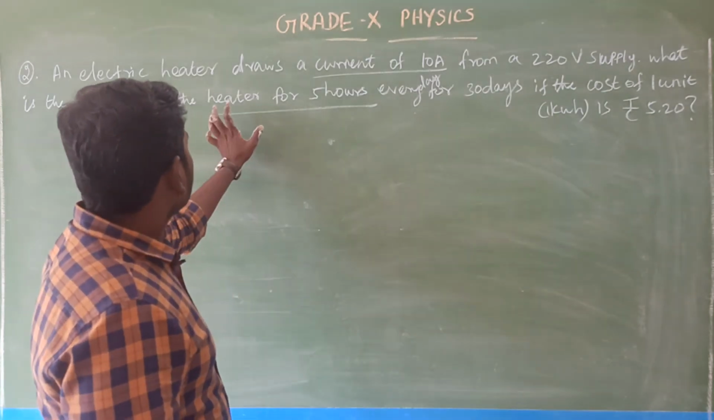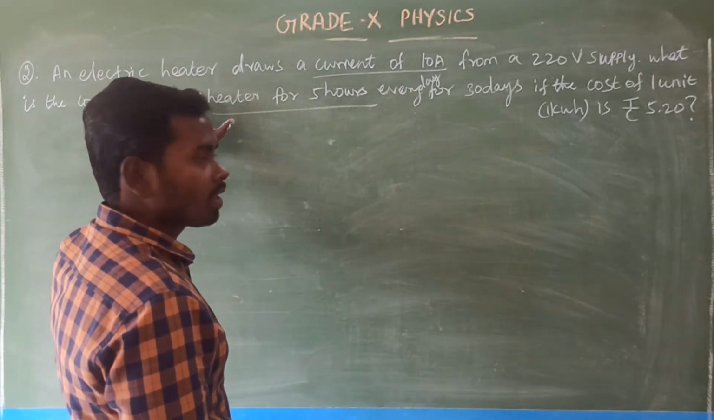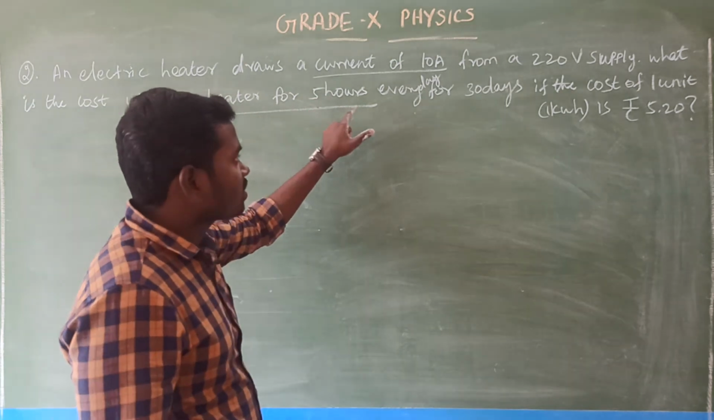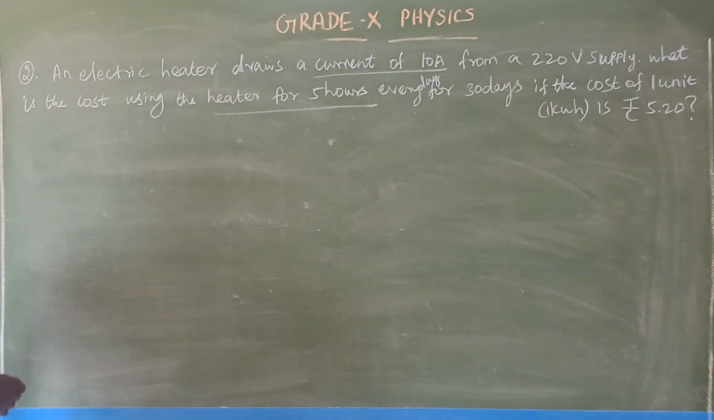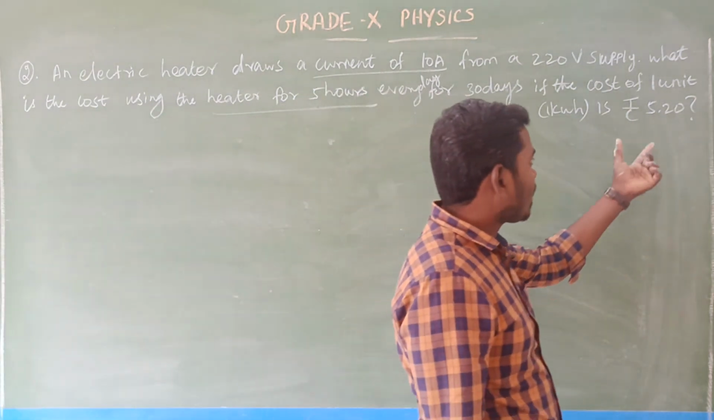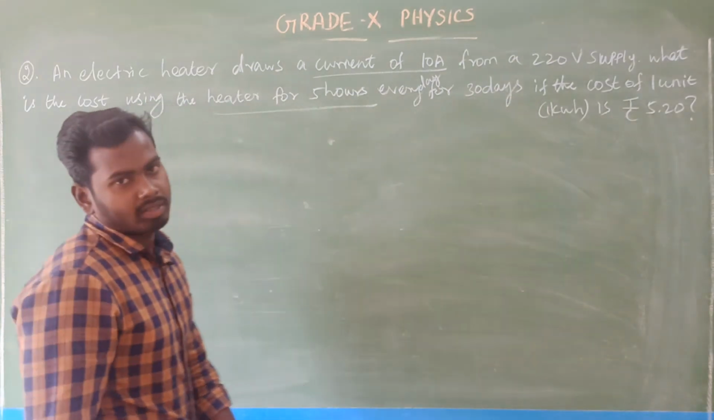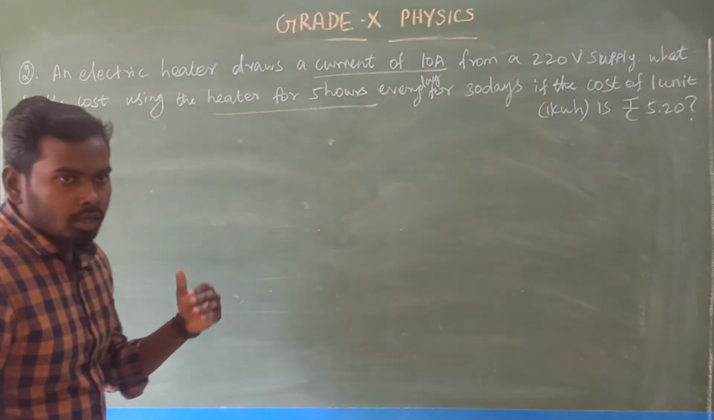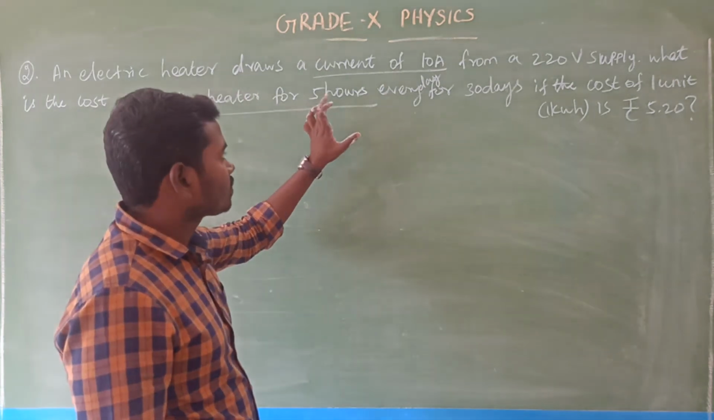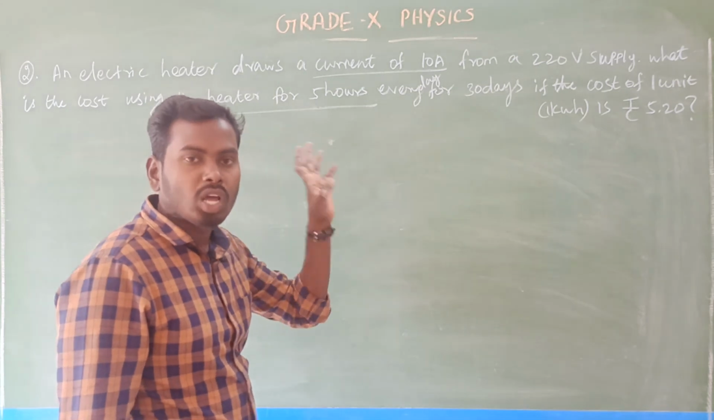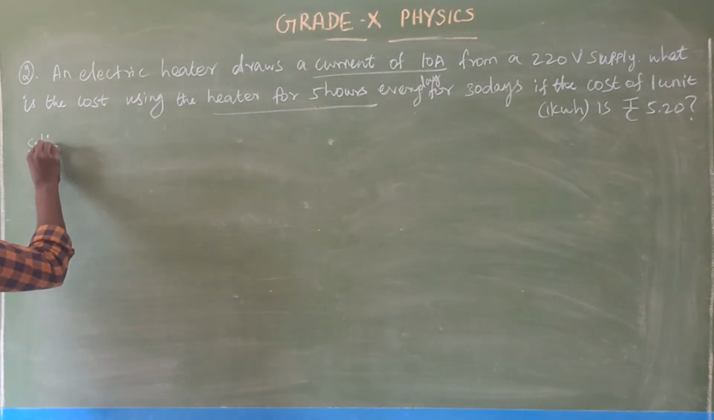Here, we need to calculate how much electrical energy is consumed by the electric heater when it is running for 5 hours every day for 30 days. That is the question. One unit electricity charge is 5.20 rupees. So if the electric heater runs 5 hours every day, in 30 days how much electric energy will it consume? Let's get started with the solution.